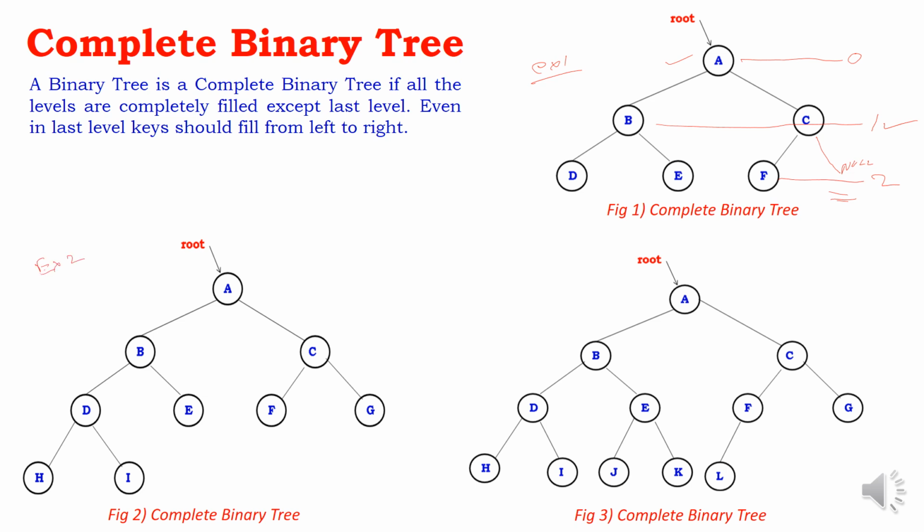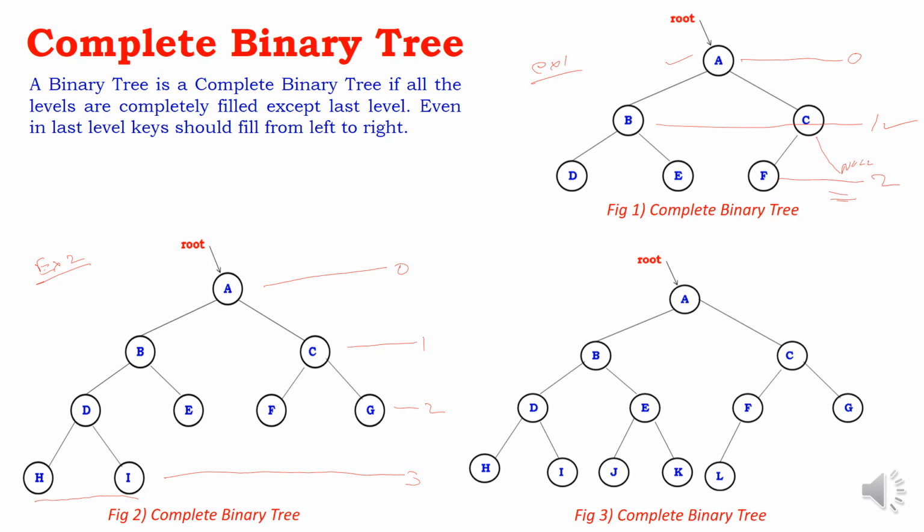Example 2. Here A is at level 0, B and C are at level 1, D, E, F, G are at level 2, and H, I are at level 3. So there are 4 levels. All levels from 0 to 3 are completely filled except the last level. Again in the last level, the keys are filled from left to right.